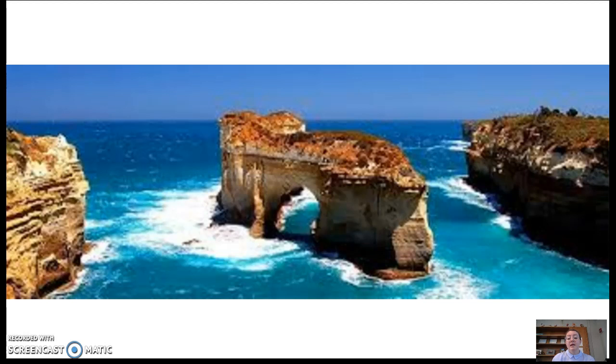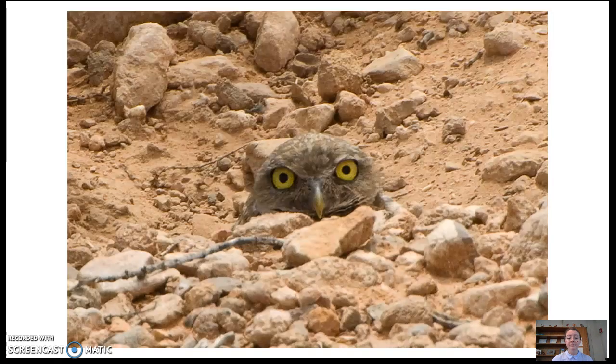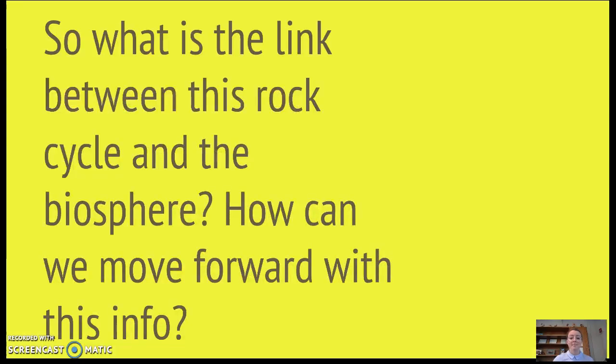Another example is on Oceanside. These rocks have had little arches form in them throughout the years due to water beating that rock and breaking it down slowly and moving that rock somewhere else. Last example, a beautiful example, this little burrowing owl. This is an example of an animal that's going to burrow underground to make its home. Maybe you've seen these before if you saw the movie Hoot or read the book, a classic.